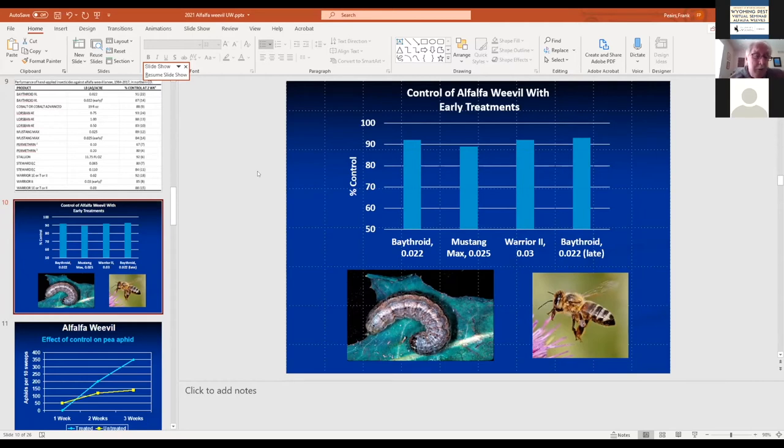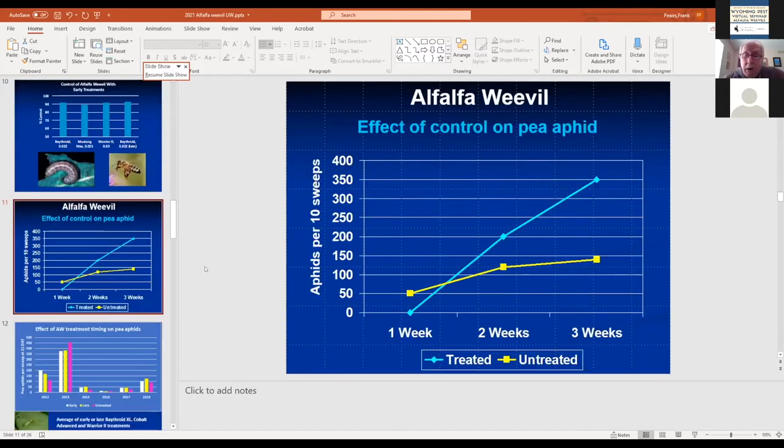Okay, so that brings us to pea aphids, and why we worry about pea aphids is shown on this graph here. So in the yellow line, we have abundance of pea aphids 1, 2, and 3 weeks after treatment for alfalfa weevil. And the blue line is abundance of pea aphids in plots that were treated for alfalfa weevil. So yellow is abundance in untreated plots and blue in treated plots.